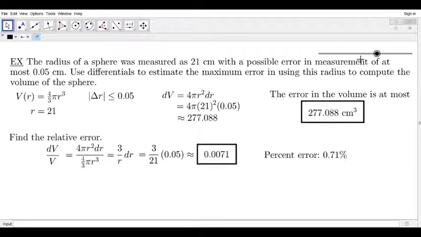0.0071. Or in some cases, percentages are preferable. The percent error is 0.71%.